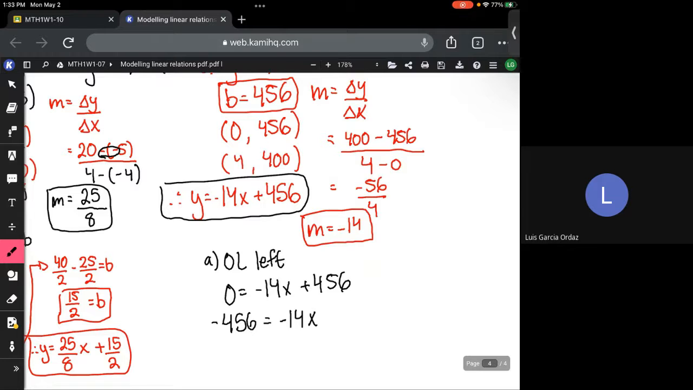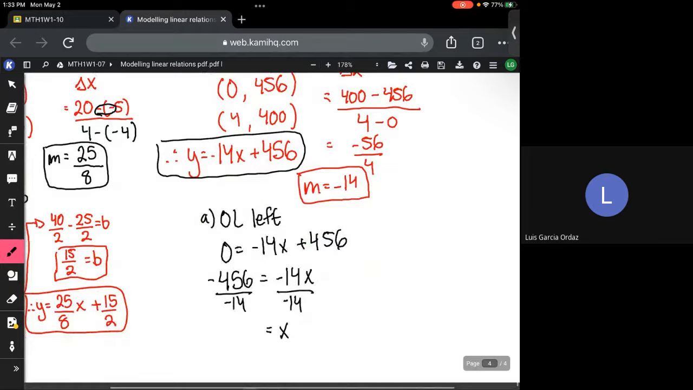Divided by negative 14. So what's negative 456 divided by negative 14? Give it to one decimal place. It should give you a positive answer. 32.6.